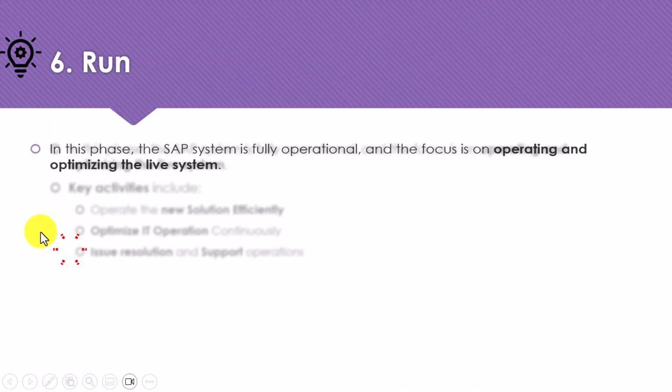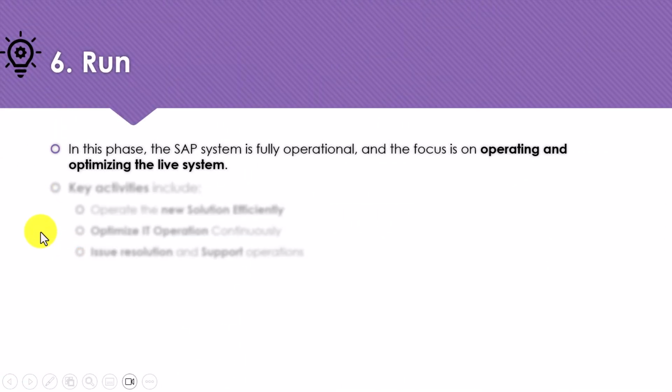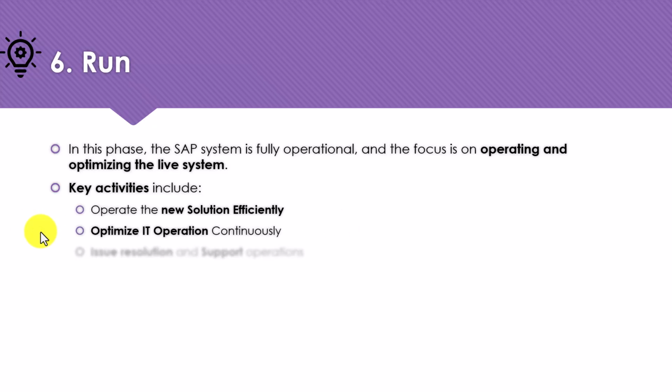In this phase, the SAP system is fully operational and the focus is on operating and optimizing the live system. Key activities include operate the new solution efficiently, optimize IT operation continuously, issue resolution and support operations. So in short, this phase ensures the system continues to deliver value to the organization and the system continues to evolve according to business needs.